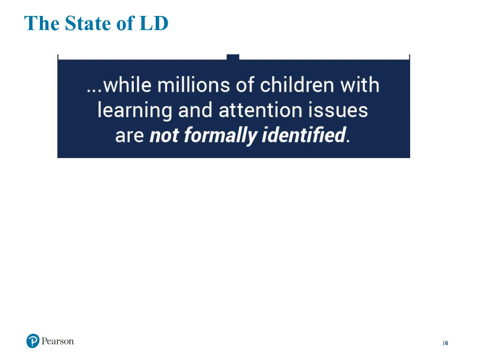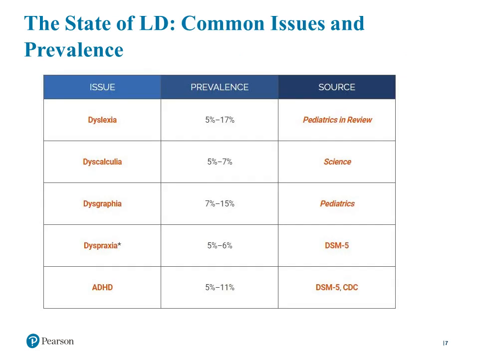But they also indicated, as we all are aware, there are millions of children with learning and attentional issues that are not formally identified. Here are some prevalence rates for common learning disability issues. Dyslexia is found in about 5% to 17% of our students. Dyscalculia has been found in 5% to 7% of our students, while dysgraphia has been found in 7% to 15% of our students. Dyspraxia in about 5 or 6% of our students, and ADHD's prevalence rate is 5% to 11%.